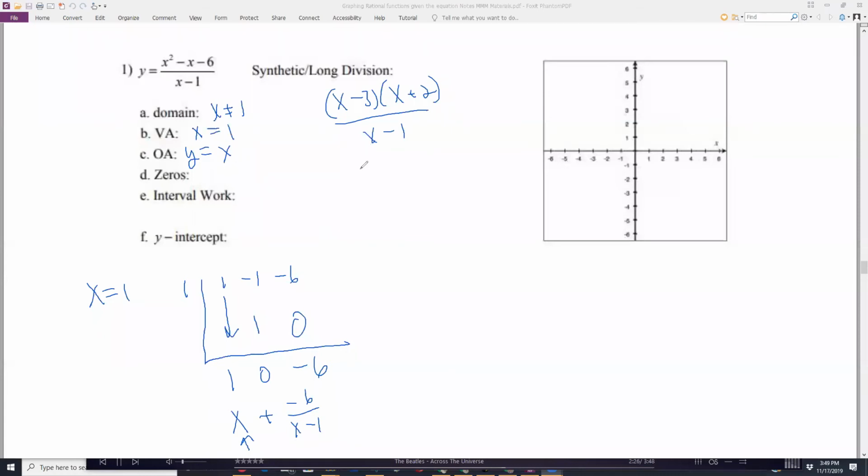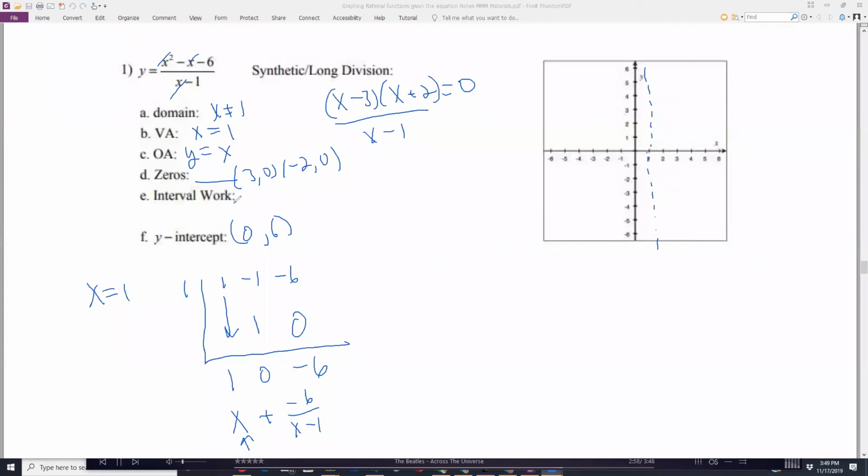There's no hole. So the zeros, where does the numerator equal 0? Well, at positive 3 and at negative 2. And if I drop in 0 for x to get the y-intercept, doesn't that give me positive 6? Because that's 0, that's 0, that's 0, and negative 6 over negative 1 is 6. So let's do some graphing here. Let's see, a VA at x equals 1.